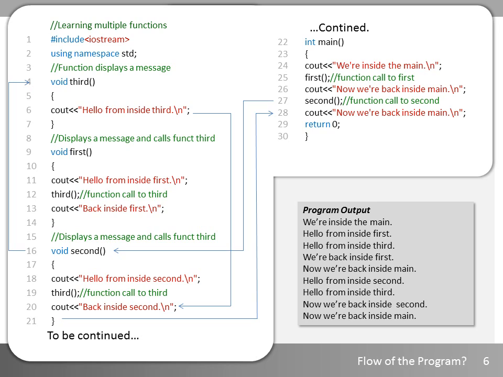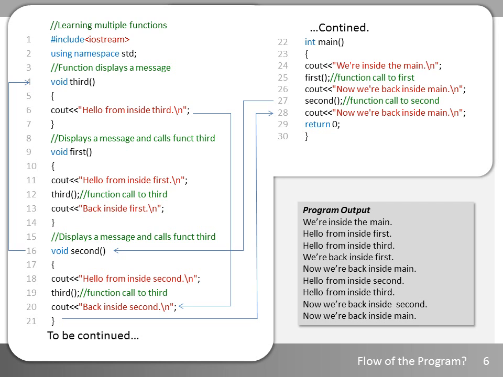It's the same steps as function first, so let's run through it real quick. We enter its function definition on line 16 and print hello from inside second. Then we enter function third on line 4 and print hello from inside third. Function third terminates, we return to function second to print back inside second. Then the function second terminates and we go back to the main and print now we're back inside main, and it's all over.